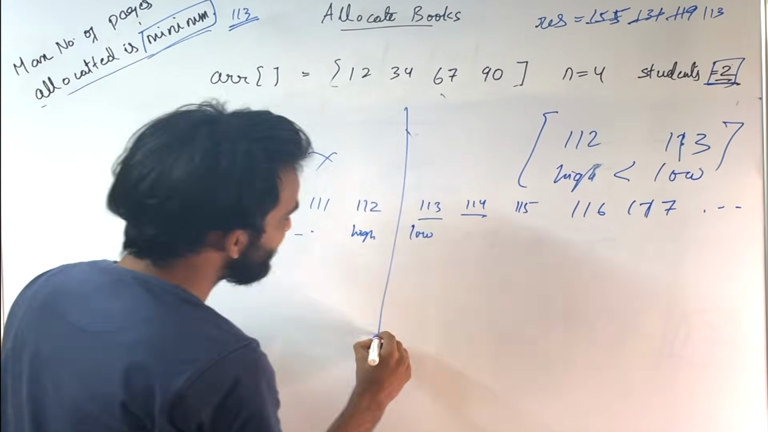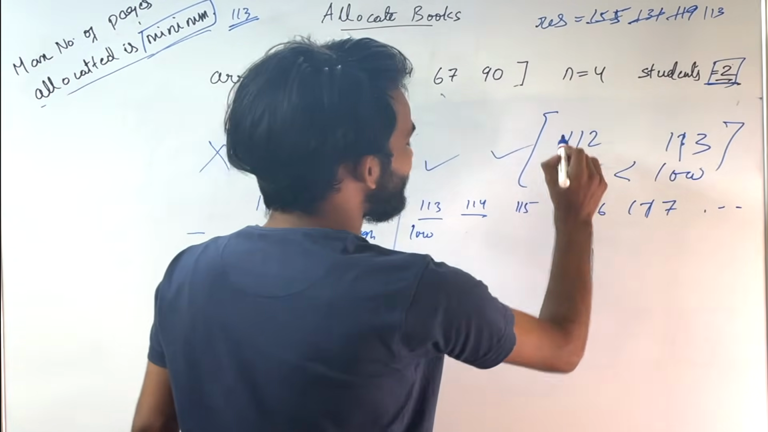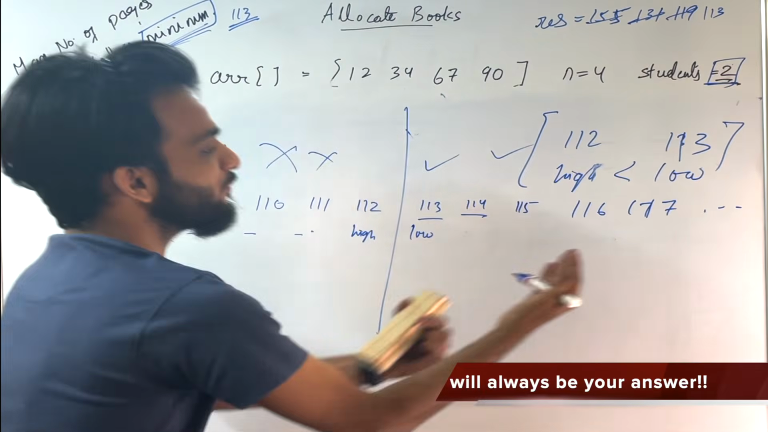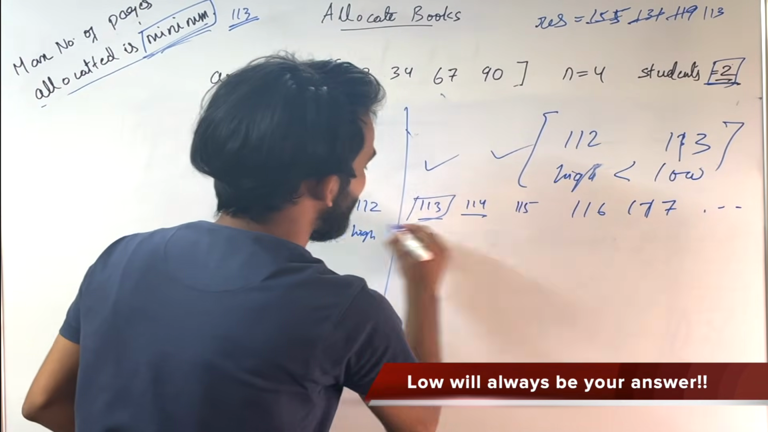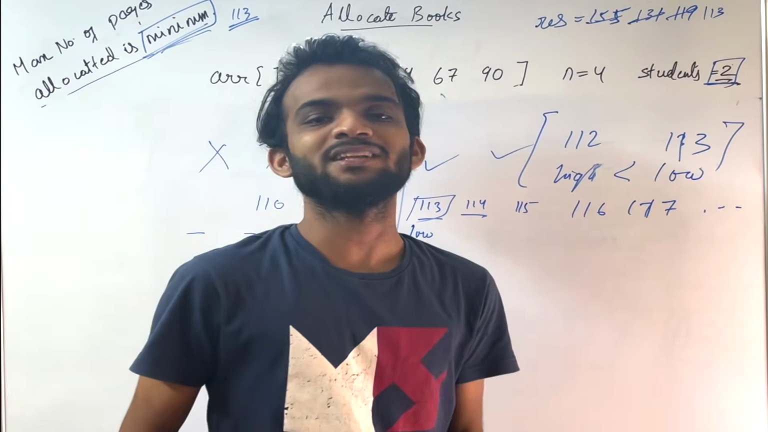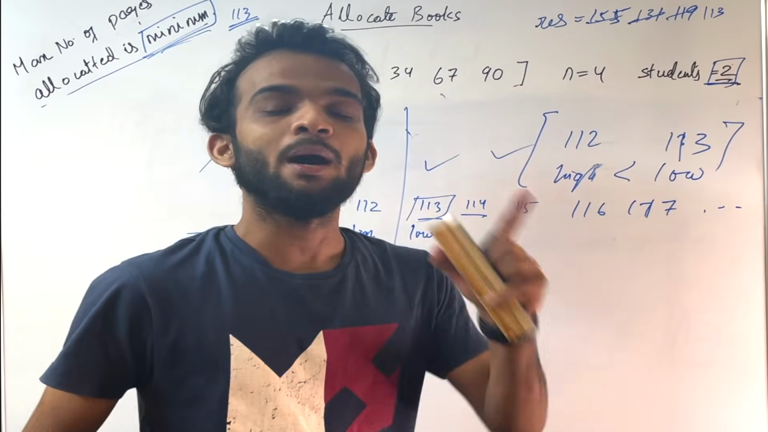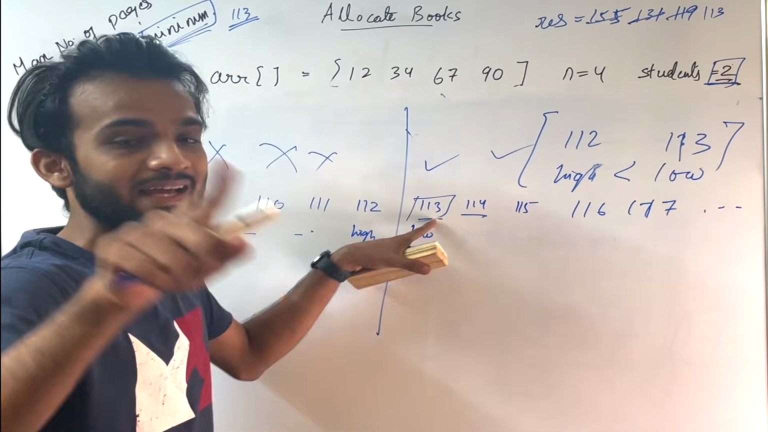So this is the break point. Over here you can, and you wanted the minimal of this allocation. So the minimal is 113. That's your answer. This is how you're going to do a binary search to figure out the answer.